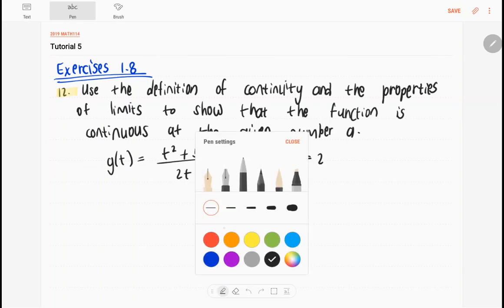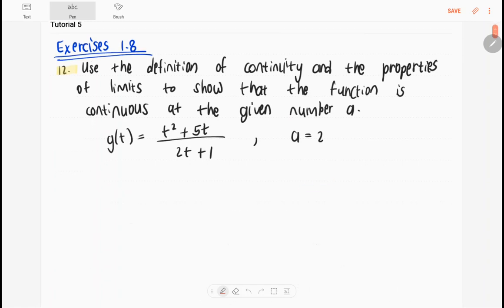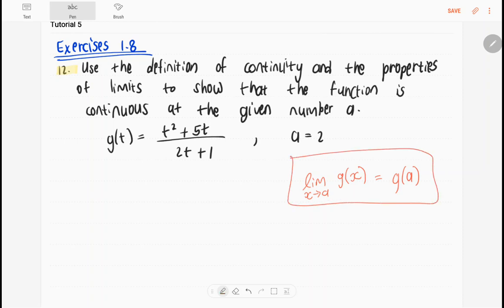So the definition of continuity is that the limit as x approaches some number a of a function g of x equals the function value at that number a. So this is what we want to show is true. So we are going to look at the limit as t approaches 2 of g of t, which is the limit as t approaches 2 of (t squared plus 5t) over (2t plus 1).